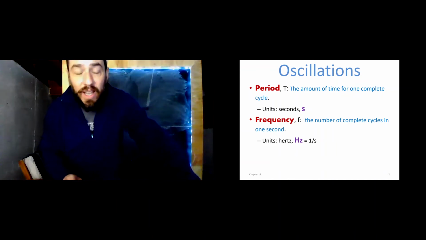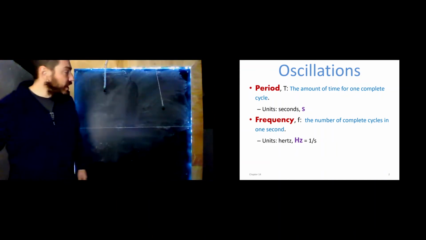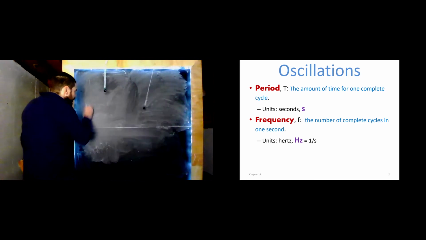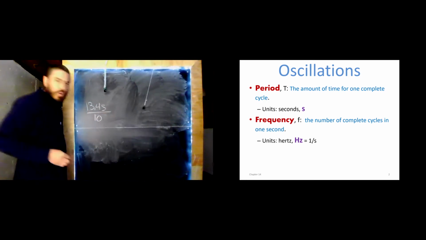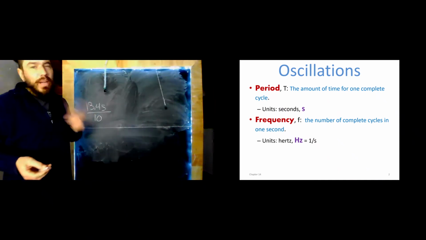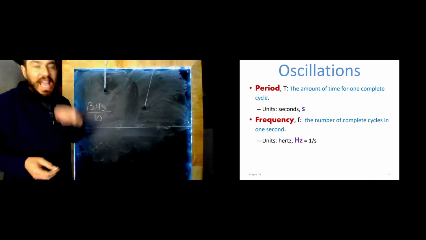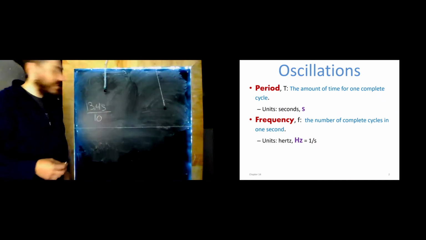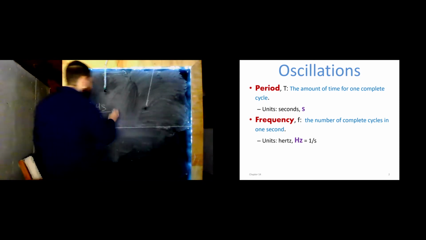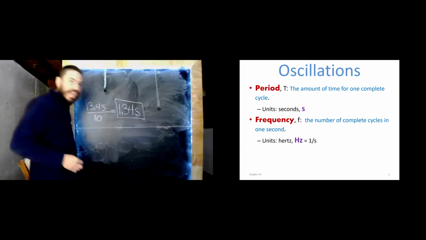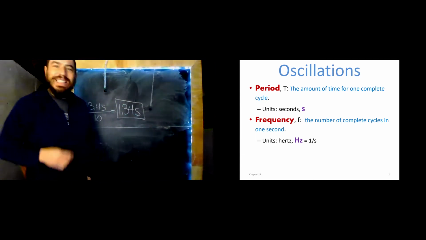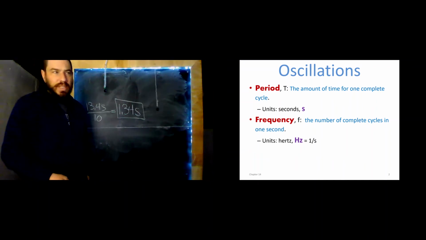So what is the period of this motion? The period of this motion is 13.4 seconds divided by 10. Why divided by 10? Because the period is the time for one cycle, and I counted the time for 10 cycles. And so what is the period of that motion? 1.34 seconds. That is the period for that motion. It tells us how long it takes for one complete cycle.